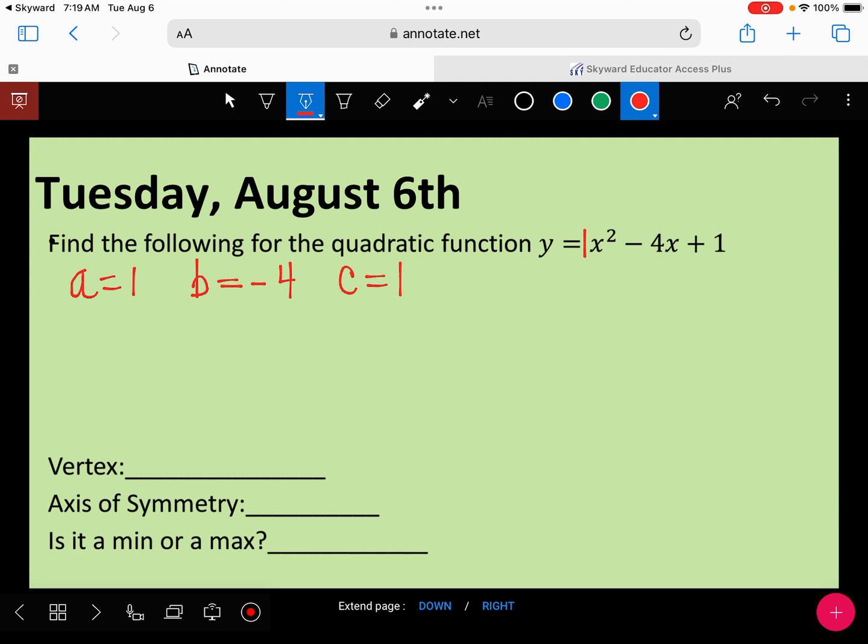So just write down the quadratic equation. Write down y equals. You don't have to write down everything word for word, but you want to write down this, and then you want to write down these 3 questions.